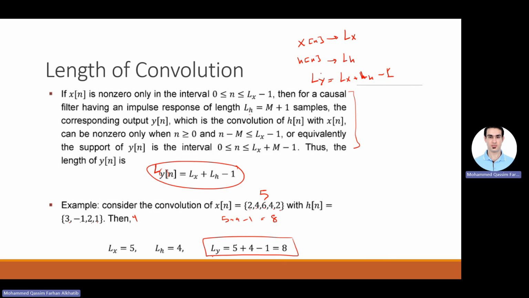So this is just a hint, or some information that will be beneficial for you before you start the convolution. If you get the output sequence at a different length, that's a confirmation that you've done something wrong, and you have to fix the answer. Now let's see what the answer will be if you convolve this sequence 2, 4, 6, 4, 2 with this sequence 3, negative 1, 2, 1. And I believe we've done something similar in signals and systems.